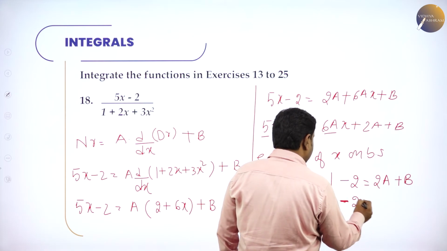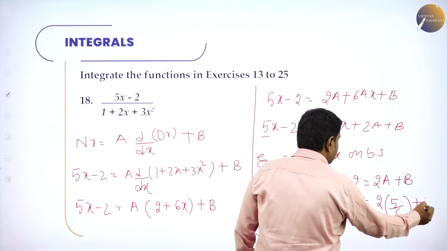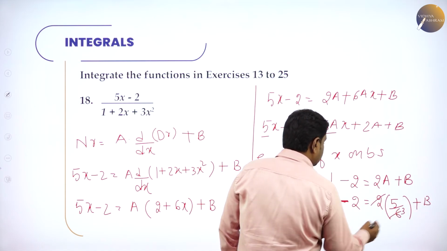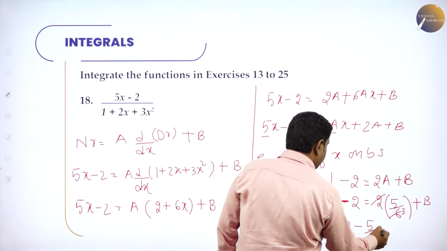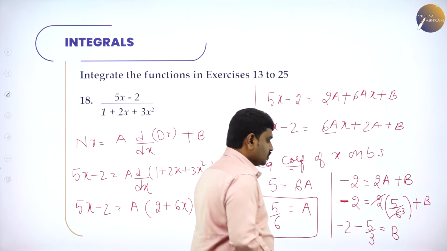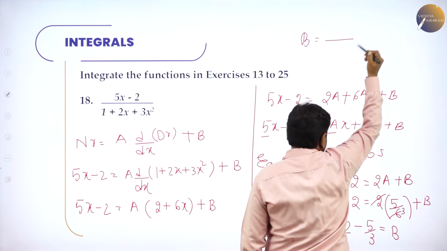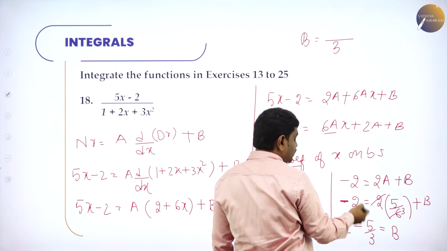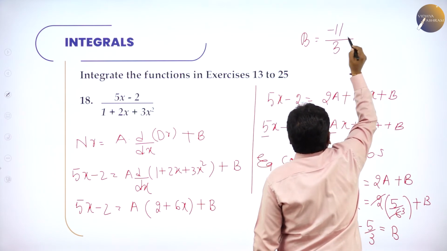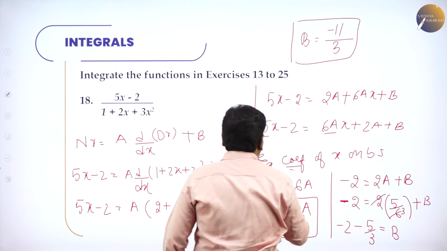So minus 2 is equal to 2 times 5 by 6 plus b. Now 2 ones are 2, 2 threes are 6, so 5 by 3. Rearrange: minus 2 minus 5 by 3 is b. So simplify this and you'll get the b value. What is b? If you take the LCM, the LCM is 3, and minus 3 twos are minus 6, minus 5, so it will become minus 11 by 3. So now you got a, you also got b.